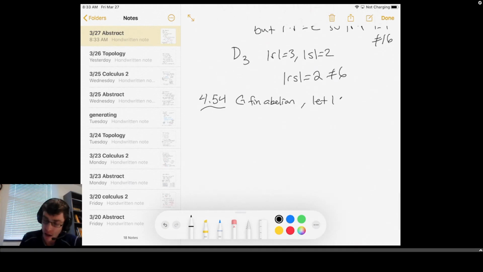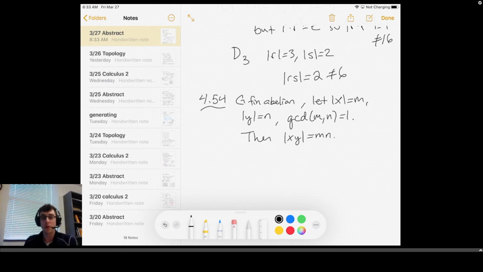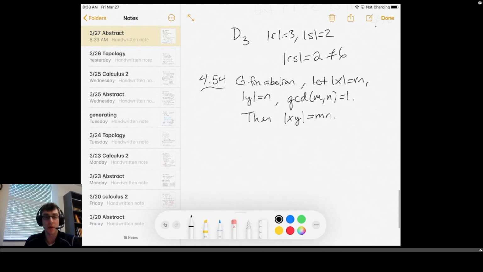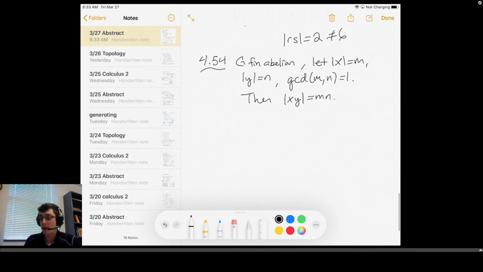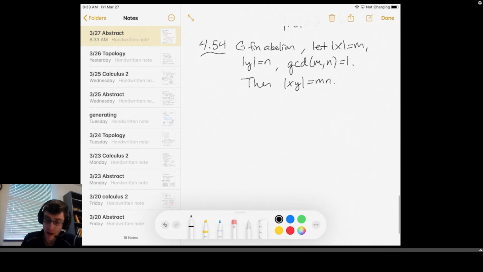So let x have order m, y have order n, and specifically such that the GCD of these orders is 1. Then in this special case, the order of the product actually is the product of the orders. So this is a very special case, but it is true sometimes. Okay. All right.